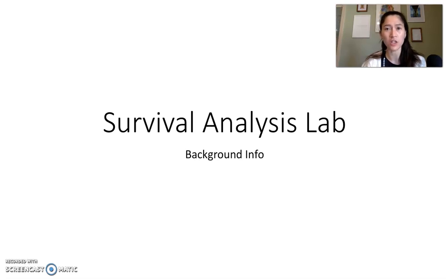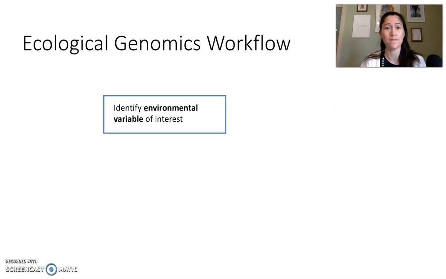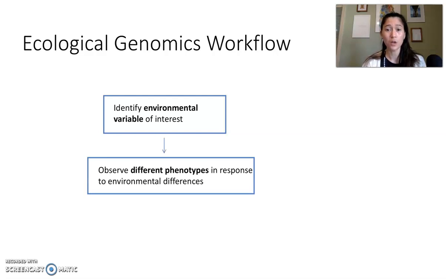And in this particular video, I'm going to give us some background information about the particular data set that we're working with today. So overall, when I think about the overall workflow for ecological genomics, which remember is a synonym for molecular ecology, oftentimes when we're doing these types of studies, the first thing we want to do is identify some kind of environmental variable of interest that we want to investigate. We then want to observe some kind of different phenotypes in response to that environmental difference.